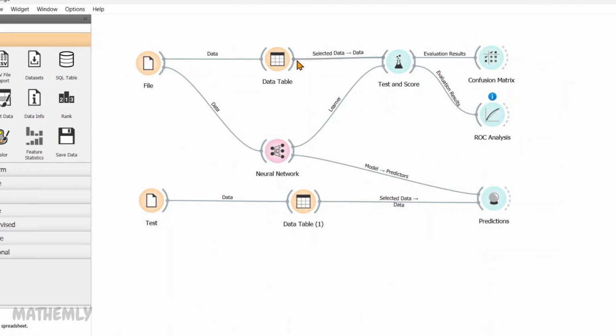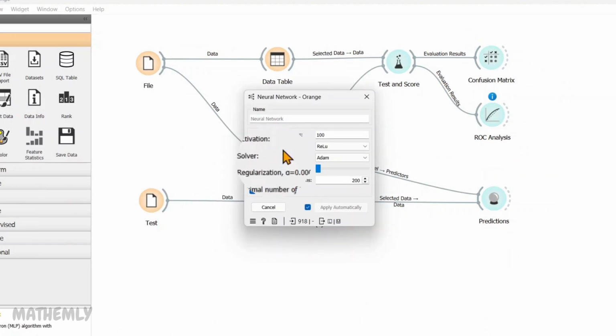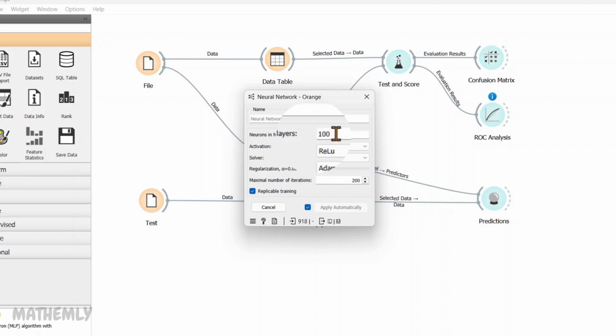Now, let's take a look at the neural network widget we have used for classification. In this setup, we have configured the model with 100 neurons in the hidden layer, which allows it to learn complex patterns in the data. The activation function is set to ReLU, or rectified linear unit, a popular choice that helps the network converge faster by introducing nonlinearity. For optimization, we are using the Adam solver, which is an adaptive learning algorithm.